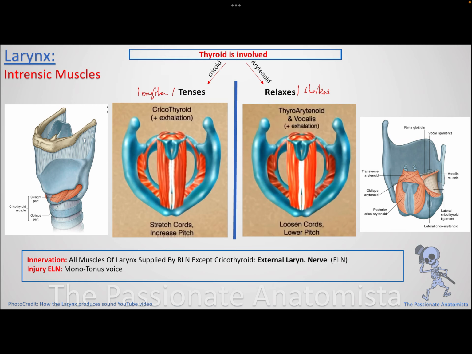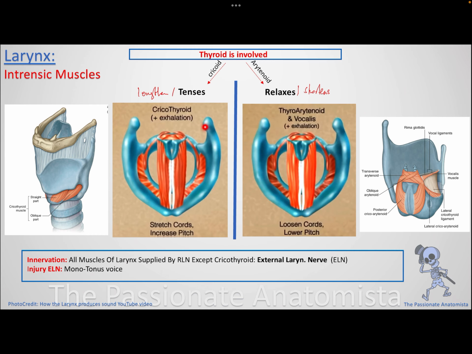So whenever you think about the intrinsic muscles of the larynx, remember that we are either describing muscles based on tension and relaxation on vocal folds, or we're talking about muscles that open the glottis by abduction and adduction, the rima glottis here. Can you see this? We're going to talk about that in a while.